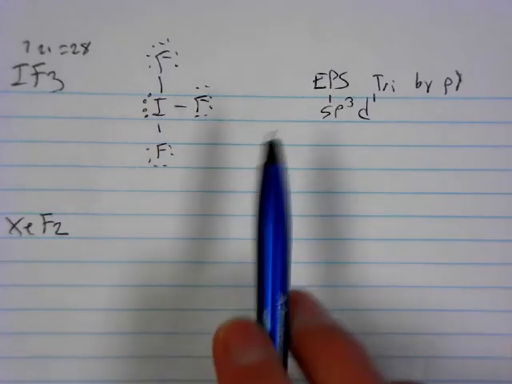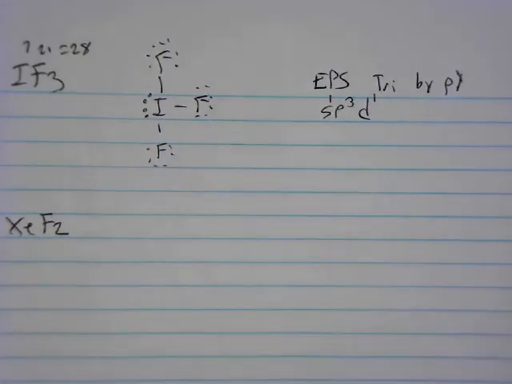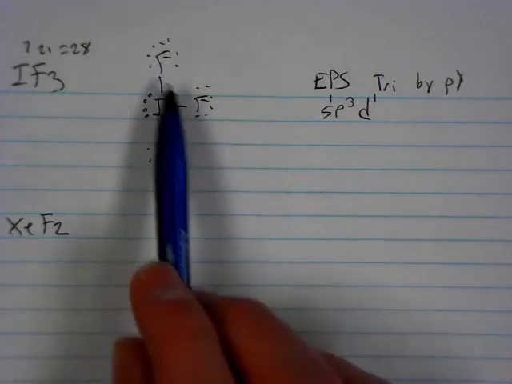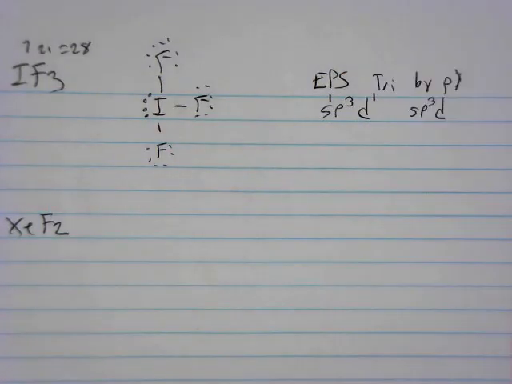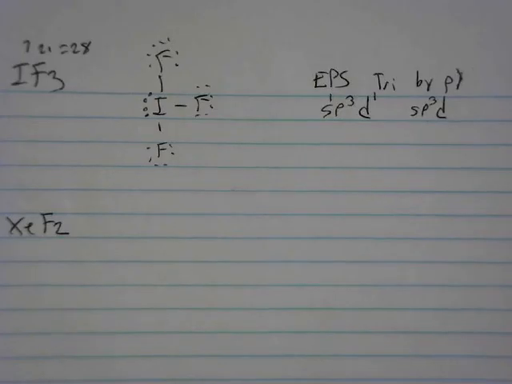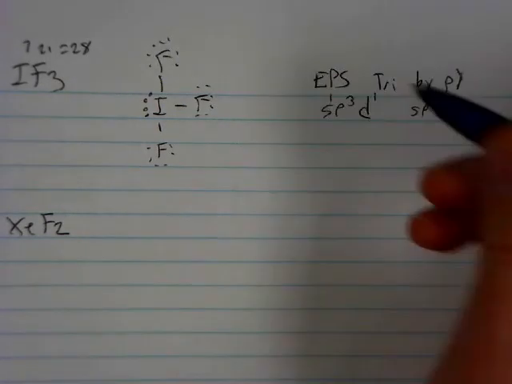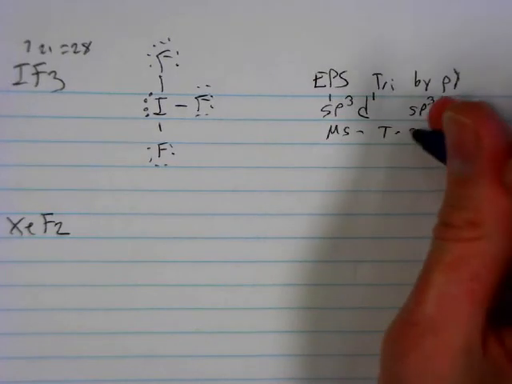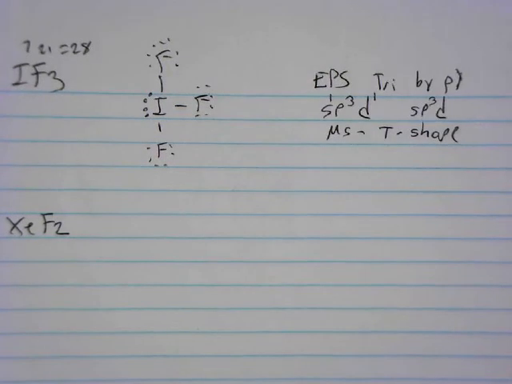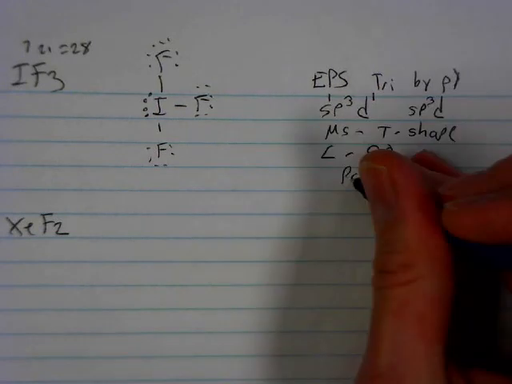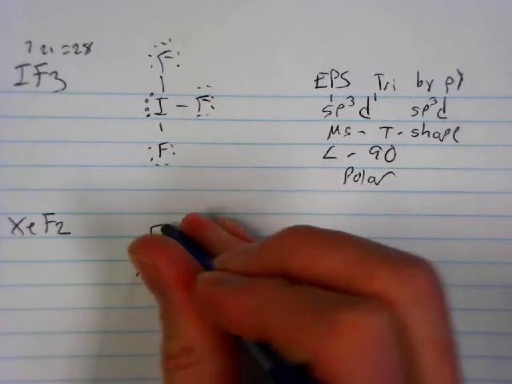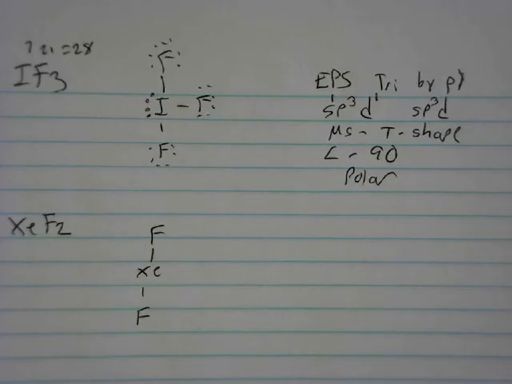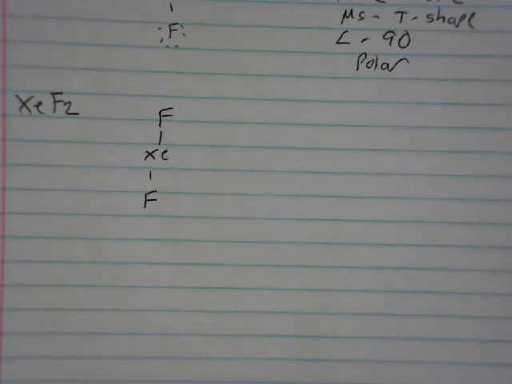So, Ishan, essentially, I'm going to write this out. I have s1, but we don't show a 1. p3 and d1. 1 plus 3 plus 1 is 5. How many bonding sites are there? 5. So it just has to add up. So sp3d is 5 for the hybridization. That's it. Molecular structure, T-shape. Angle, 90. Polar or non-polar? Polar.